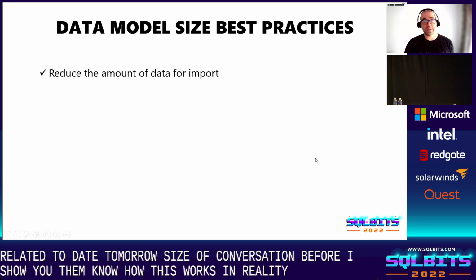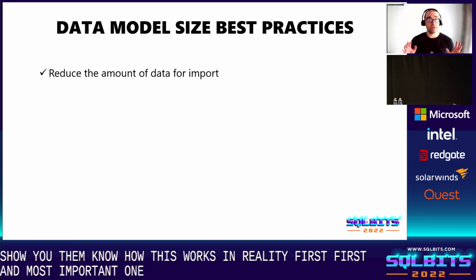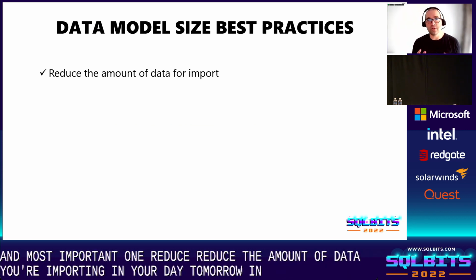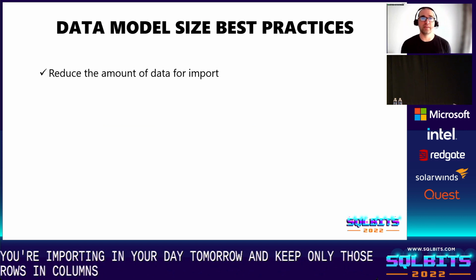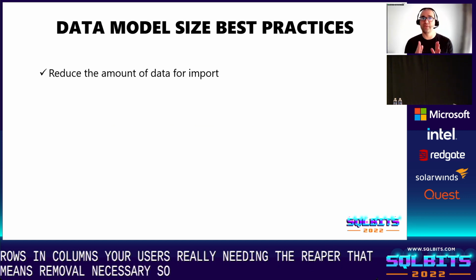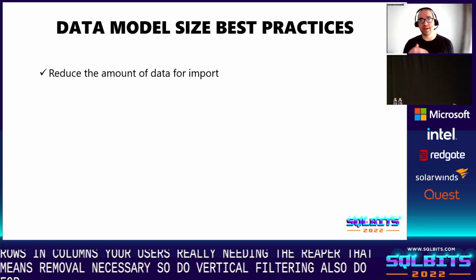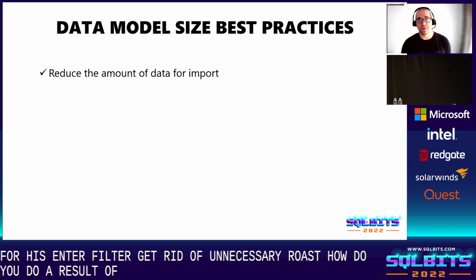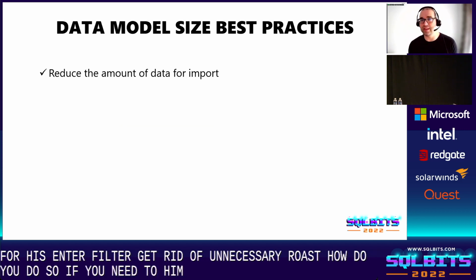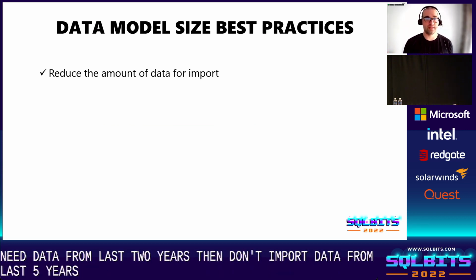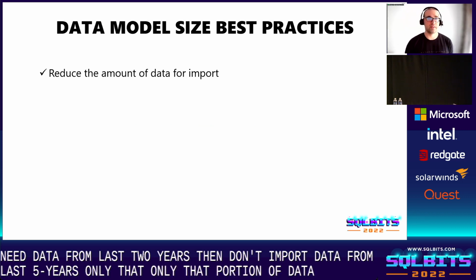First and most important one, reduce the amount of data you are importing in your data model, and keep only those rows and columns your users really need in the report. That means remove unnecessary columns, so do the vertical filtering, and also do horizontal filtering, get rid of unnecessary rows. How do you do horizontal filtering? If you need to import historical data and you need data from the last 2 years, then don't import data from the last 5 years. Only import that portion of data that's needed in the report.